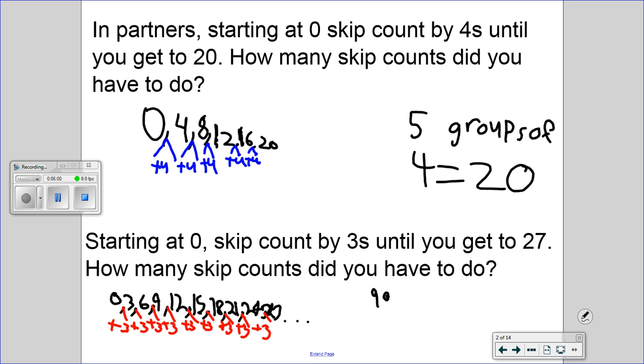Alright, Cheyenne is telling us how many groups we have of our skip counts. So Cheyenne counted 9 groups. 9 groups of how many? What did we use to skip count? 3. 9 groups of 3s. And that equaled what? What did 9 groups of 3s give us? 27. Nice job. Go ahead and erase your boards.